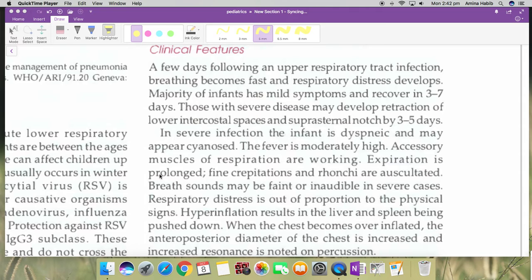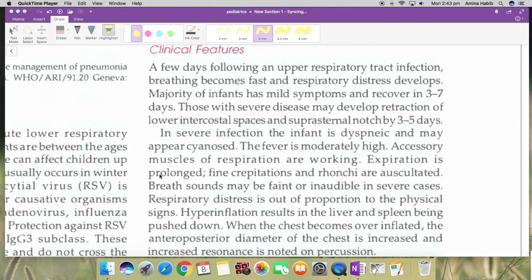So what are all the clinical findings? On inspection you will see a barrel shaped chest. The anterior posterior diameter will be more than the transverse diameter, which may be appreciated if it is marked. Apart from that, you can see retractions in the intercostal spaces, especially the lower intercostal spaces and suprasternal notch. The general condition of the child will be deteriorating. He will be in a state of dyspnea, tachypnea, respiratory distress. He may be cyanosed.